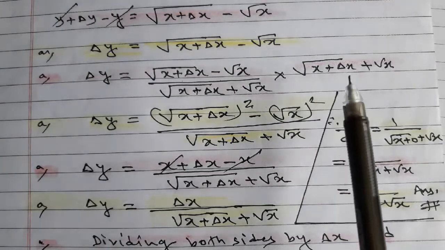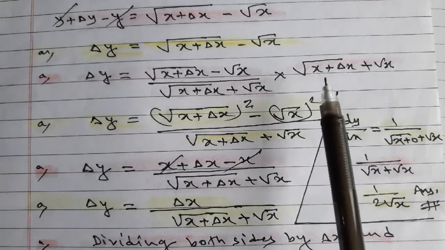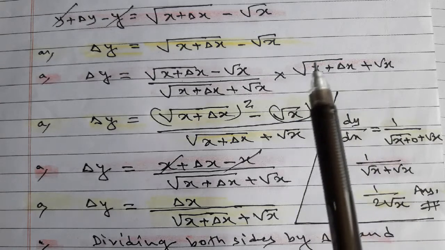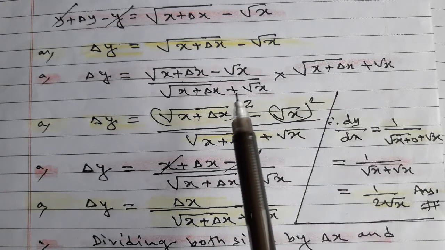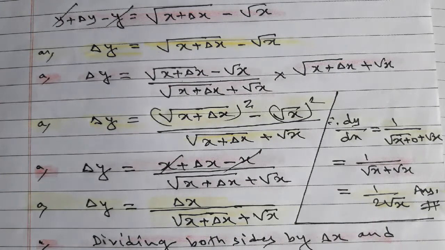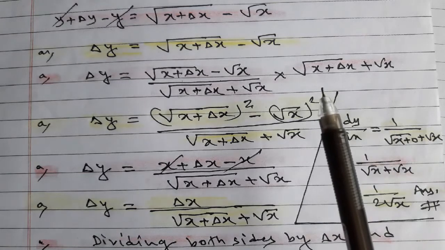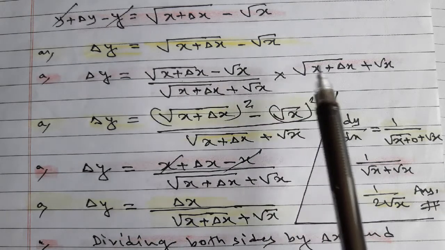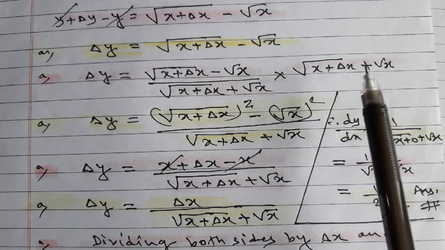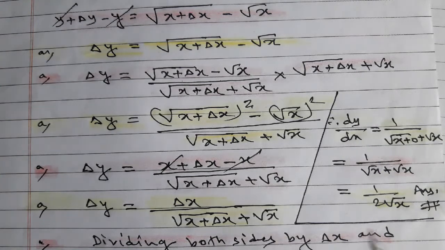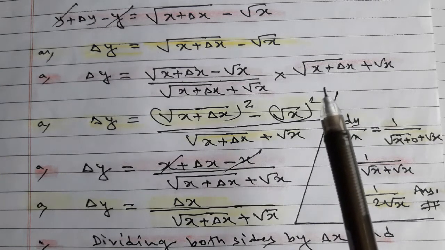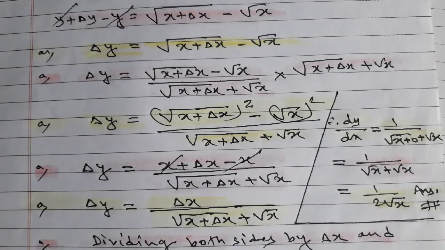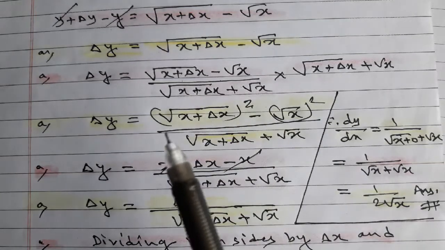So multiplying by the conjugate of root x plus delta x minus root x, which is root x plus delta x plus root x. If we multiply, then we have to divide also. Then only the system will be balanced. So multiplying by the conjugate of root x plus delta x minus root x, which is root x plus delta x plus root x, and dividing by root x plus delta x plus root x. That means we have to multiply and divide by the conjugate.